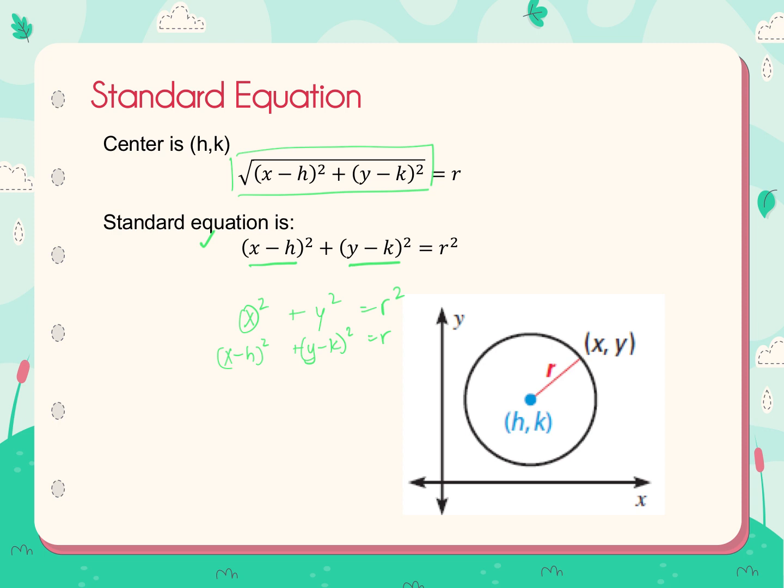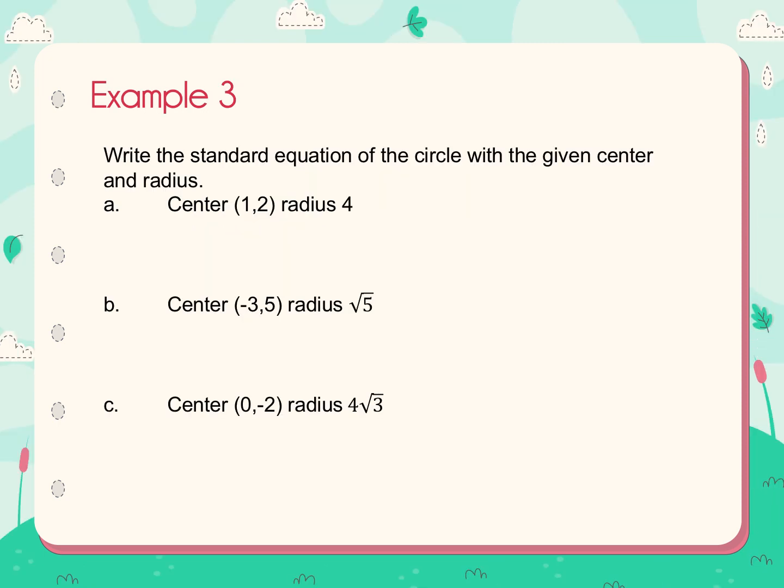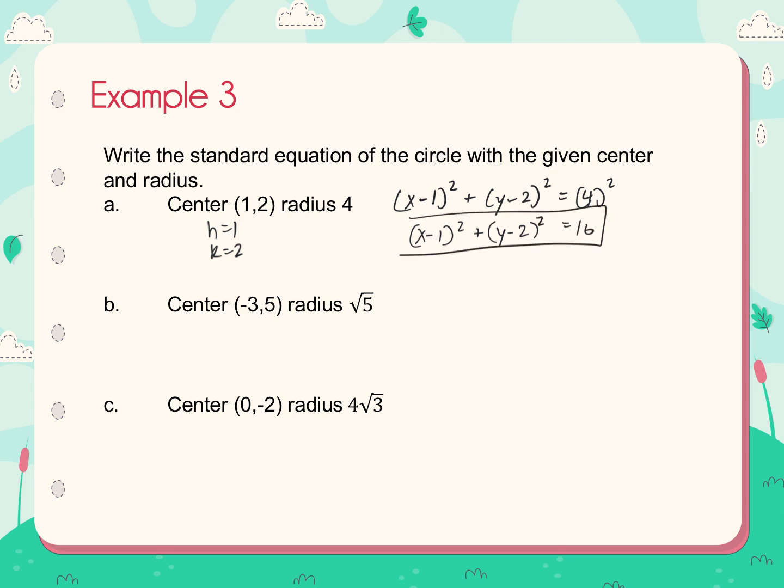So let's get to a problem. It says write the standard equation of a circle with the given center. So again, we know that h is 1 and k is 2. So we know that the equation is going to be x minus h squared plus y minus k squared equals r squared. And so we've got here x minus 1 squared plus y minus 2 squared equals 16. And that's the answer that they're looking for.